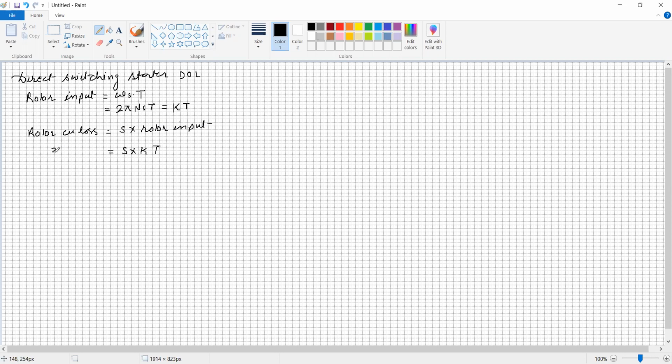Whereas the rotor copper loss is equal to 3 I2 square R2, where I2 is the rotor current and R2 is the resistance. Under such condition, R2 is constant. Once you design the motor, it will remain constant, so current I1 is directly proportional to I2.